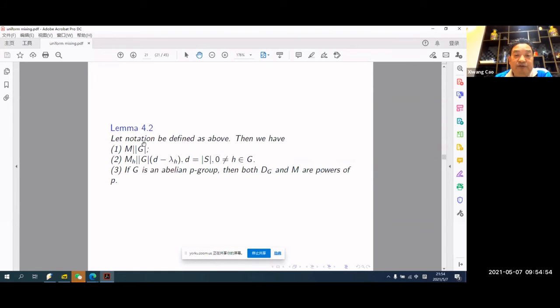For these numbers, we have the following properties. First, m divides the size of G, and m sub h divides this number. As a consequence, if G is an abelian p-group, then both d sub G and m are powers of p. This fact can be proved by using some facts about cyclotomic fields.